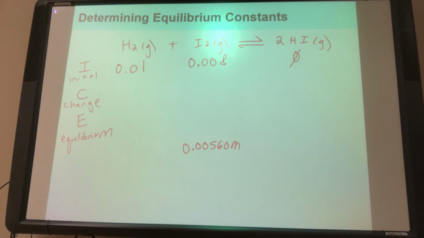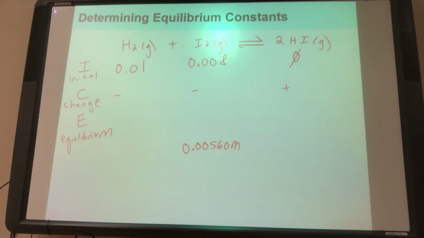The change is going to talk about once the reaction gets going, what should happen. So what should happen is I should lose reactants and make product. So if my reactants are going to lose, these are going to be negatives. And I'm going to make products, so this would be a positive. So I lose reactants, I make products. So negatives, positives.